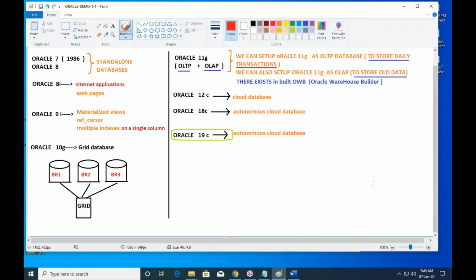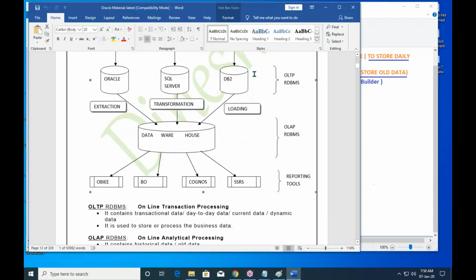So the best feature introduced in 10G is load balancing. The best advantage of 10G is load balancing. Okay, 11G, all of you, see guys, don't miss this point. This is important. See here, up to 10G, you can set up Oracle as OLTP to record only daily transactions. It is not supporting OLAP applications. Up to Oracle 10G, it is not supporting OLAP activities.